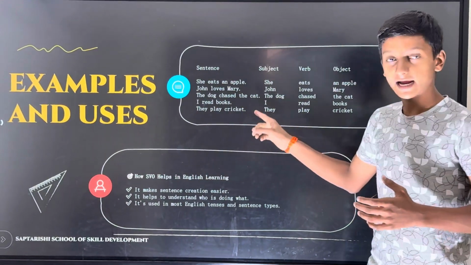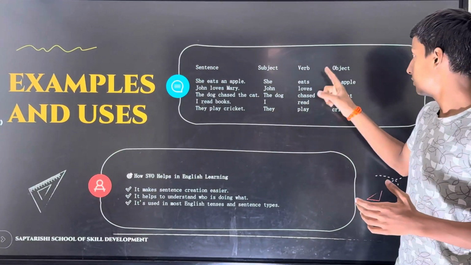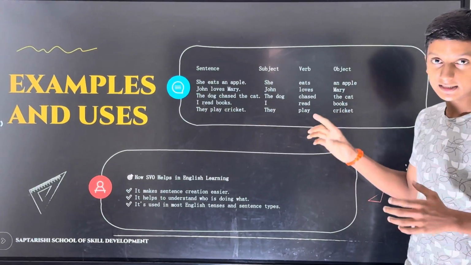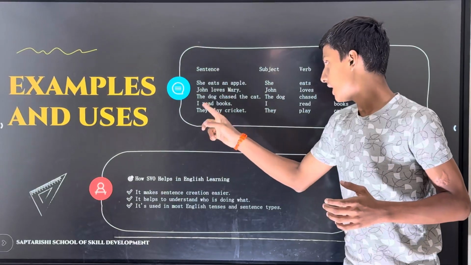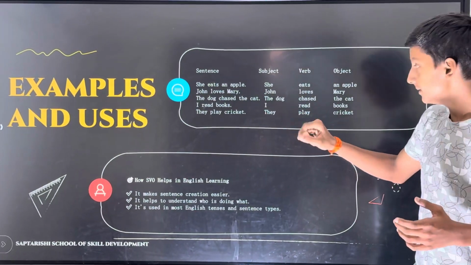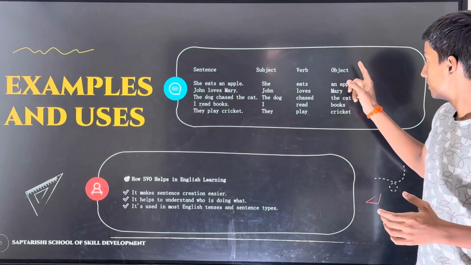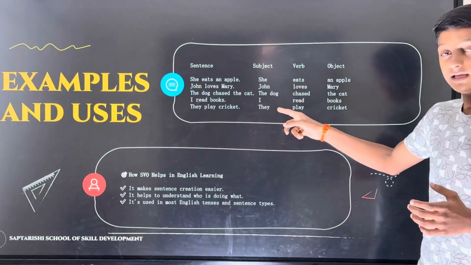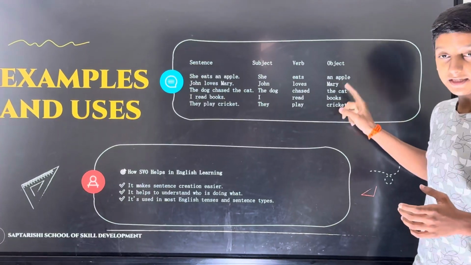The dog chased the cat. Subject, the dog; verb, chased; object, the cat. The is again an article, so it goes with the object or subject. I read books. Subject, I; verb, read; object, books. They play cricket. Subject, they; verb, play; object, cricket.